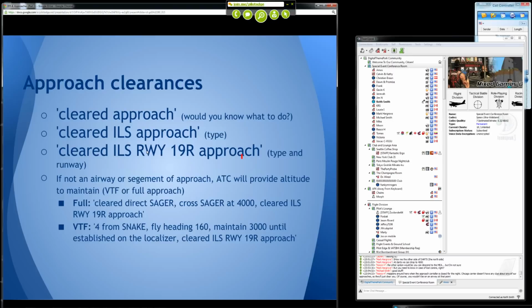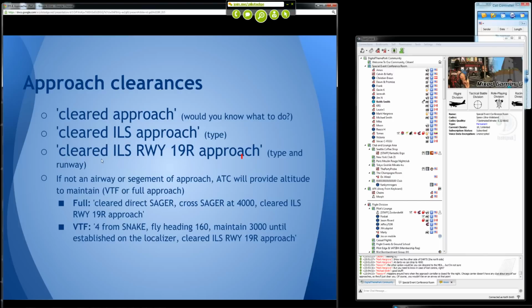Now let's step it up to a more specific one. Cleared ILS runway 19 right approach. Not only have they added the type of the approach, now they've added the type and runway to it as well. Okay, so we're starting to build up our approach clearance into something that sounds fairly familiar. So again, if we're outside darts on Victor 459, you might actually hear cleared ILS runway 19 right approach. That could happen. You're not always going to get vector to final. You're also not always going to be given a position and an altitude to maintain.